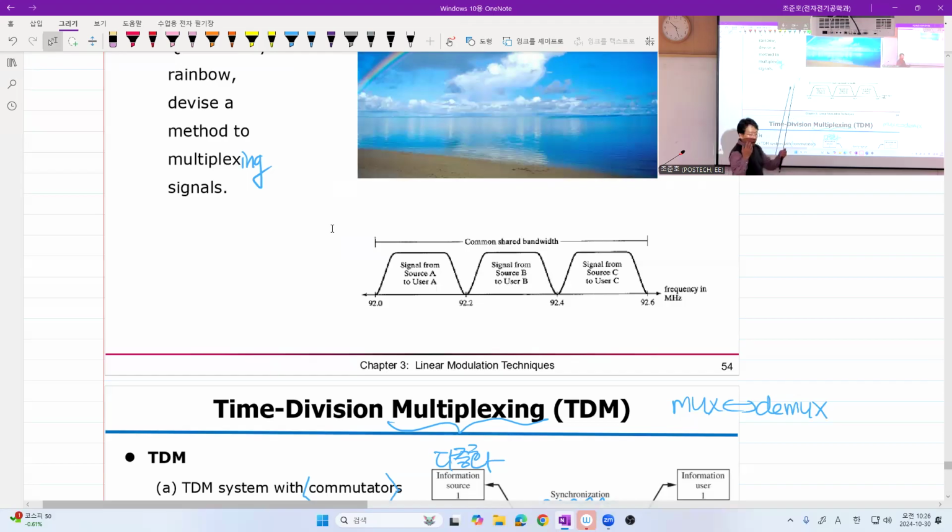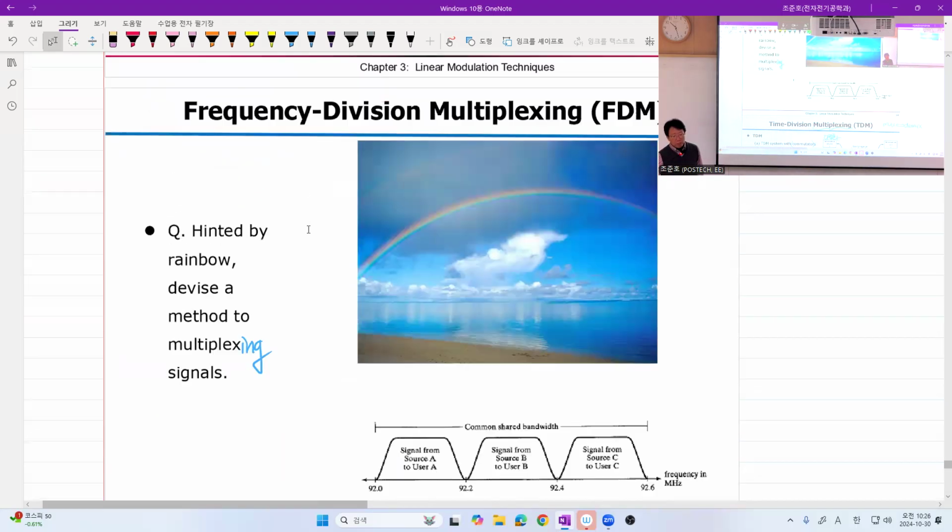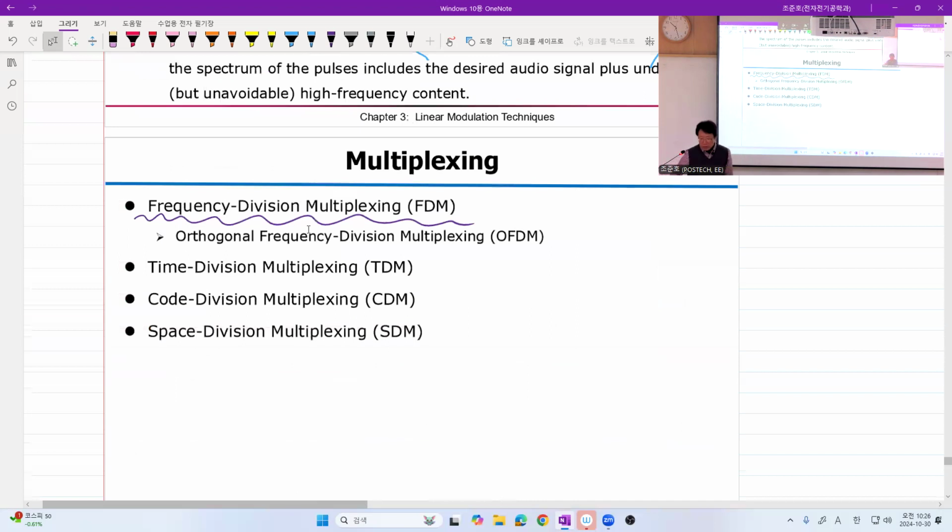However, some people define frequency division multiplexing as a multiplexing method that does not allow overlap. Some of you have seen OFDM, that is orthogonal frequency division multiplexing. And this becomes weird because frequency division multiplexing in a narrow sense does not allow overlap.